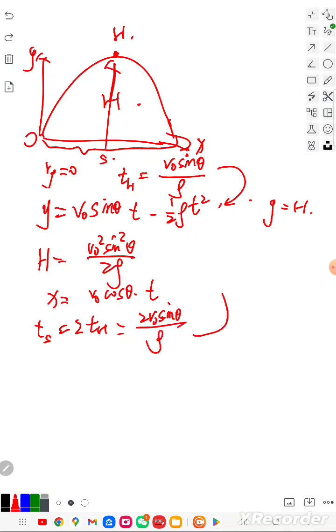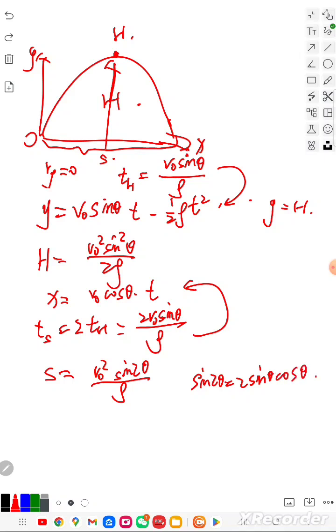So we can just substitute back into this x, and we get s equals v0 squared sine 2 zeta divided by g. This uses sine 2 zeta equals 2 sine zeta cosine zeta, which you have all learned in your geometry class and algebra.